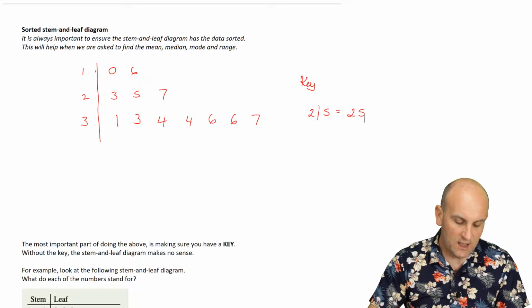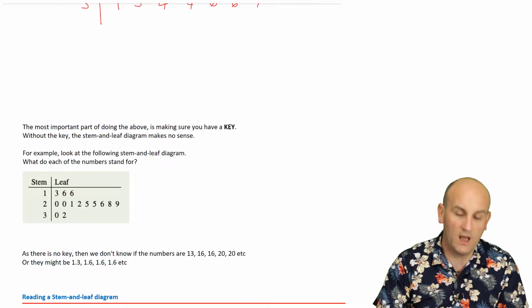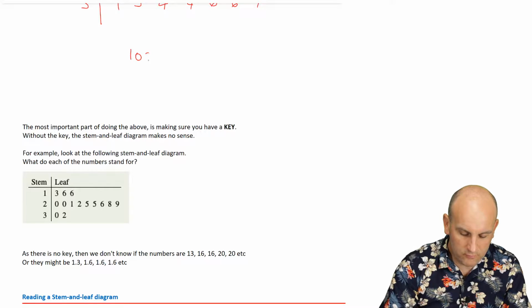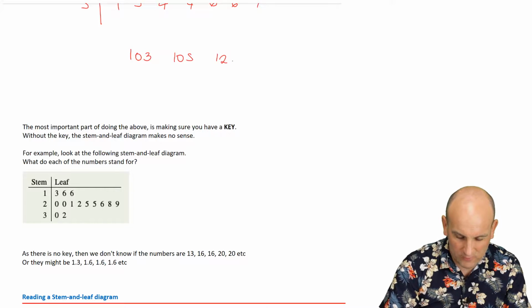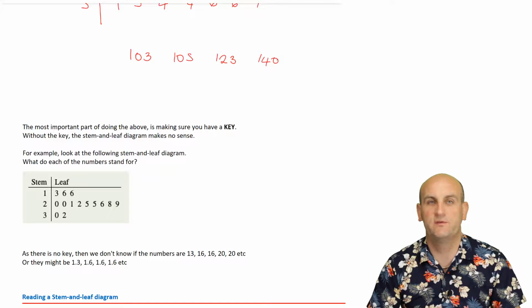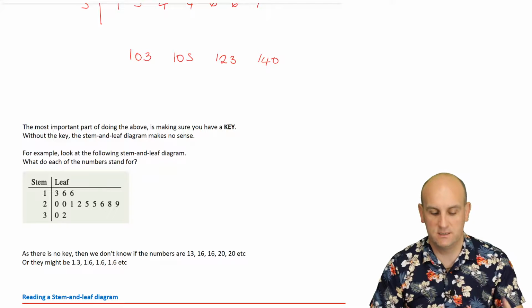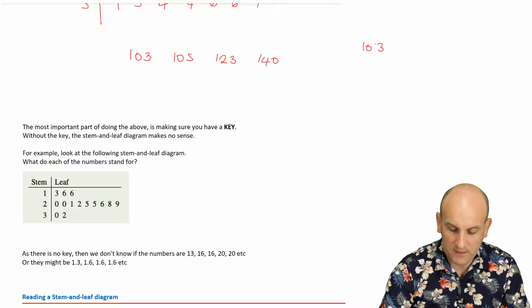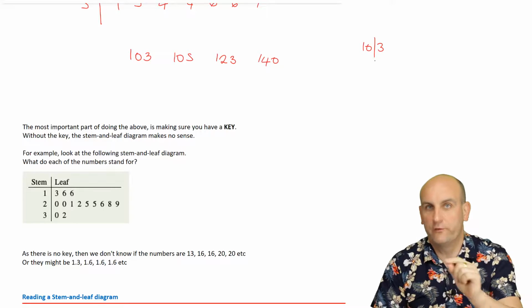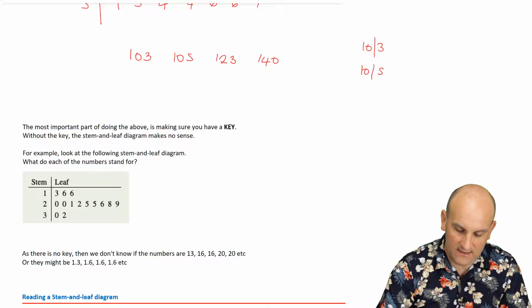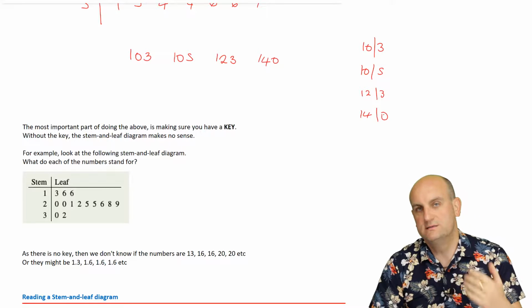Now, some of the questions I get asked is, well, what about if we've got numbers with hundreds in them, like 103, 105, 123, 140? Let's do those numbers there. Now, actually, the leaves are always the last number. So if I look at 103, I do my leaf such that that 3 is on its own. What about 105? Again, that's where my leaf is. 123, 3 is my leaf. And 140, 0 is my leaf.